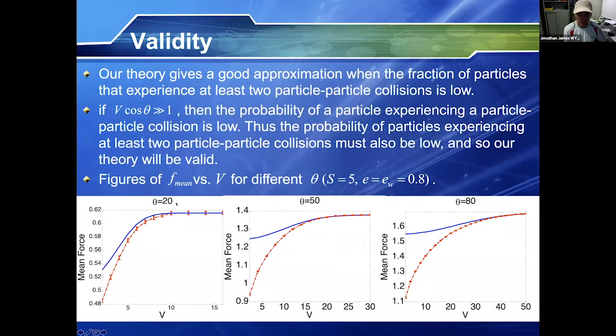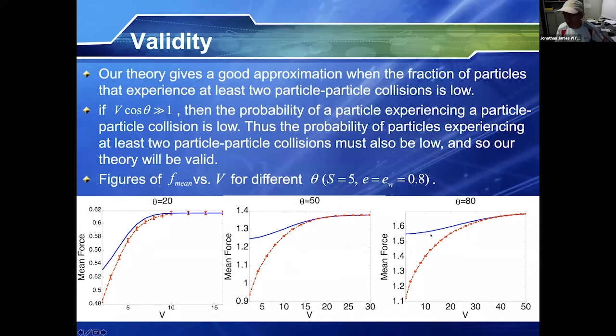Here I've plotted the mean force against V for different angles. The blue is the theoretical result, the red is the numerical result. You can see that as long as V is large, meaning the particles are well separated, you get almost perfect agreement. When theta is 20, meaning the wall is not very perpendicular, you actually get pretty good agreement, even when you have very small V. Here you can get 0.48 and 0.52 for the force, which is very good agreement.